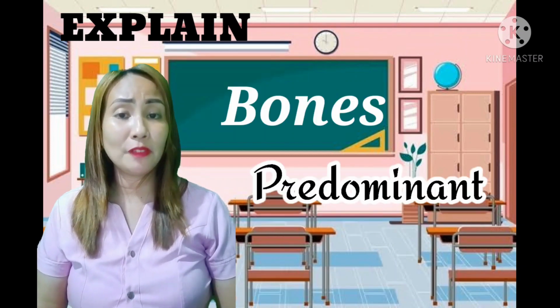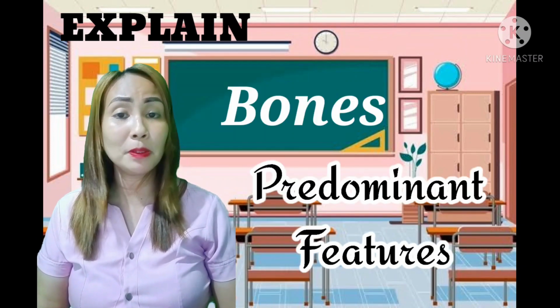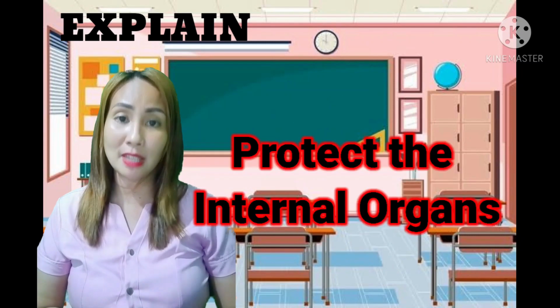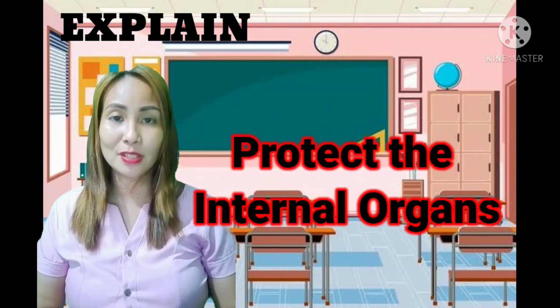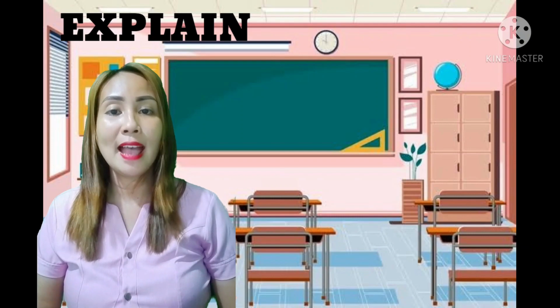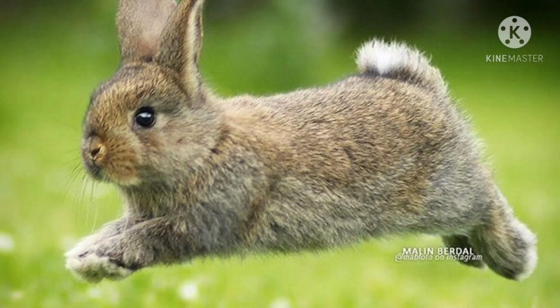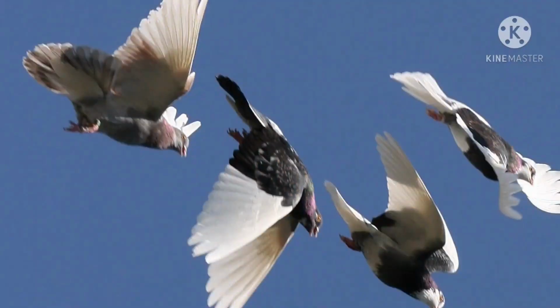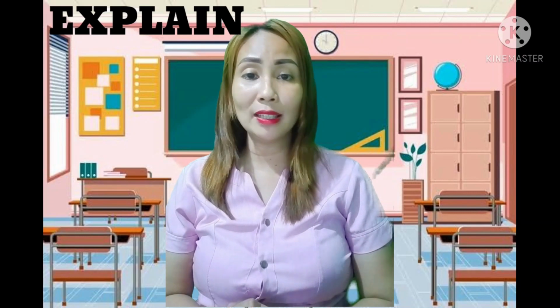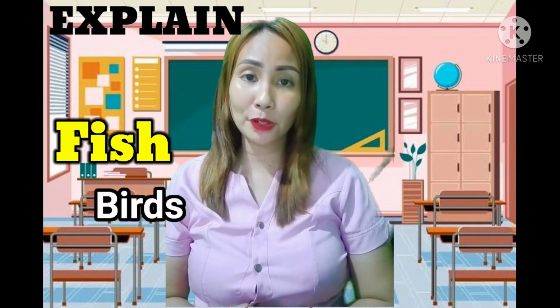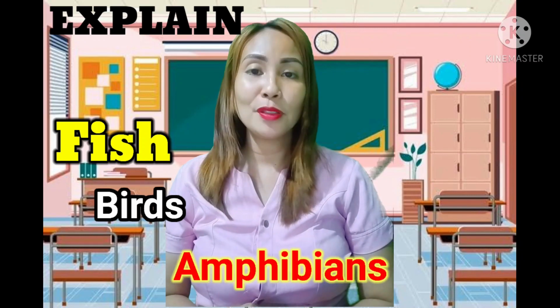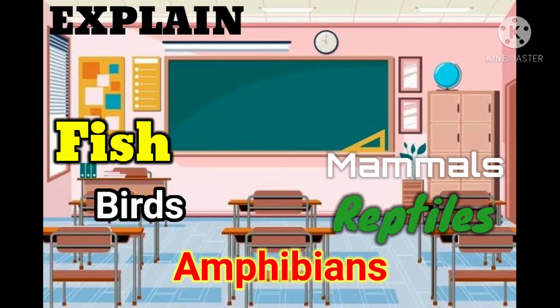Bones are predominant features in the bodies of vertebrate animals because they help protect their internal organs. With the presence of bones, animals are able to swim, walk, jump, crawl, fly, and run. Vertebrates, as I have discussed a while ago, are grouped into 5. They are the fish, the birds, the amphibians, the reptiles, and the mammals.